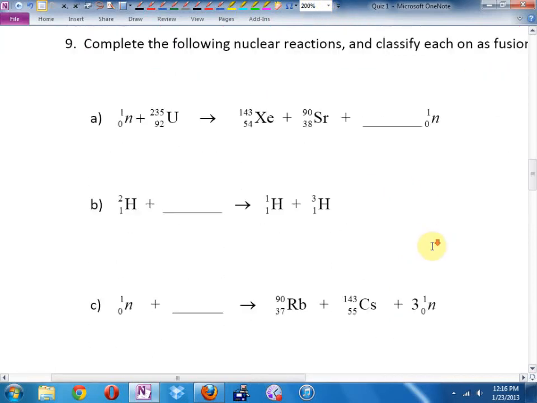Now let's zoom in and balance the equations. Again, the masses have to balance. You've got to be a little bit careful because often you'll have more than 1 neutron and we don't write it more than once. We put a coefficient in front of it.